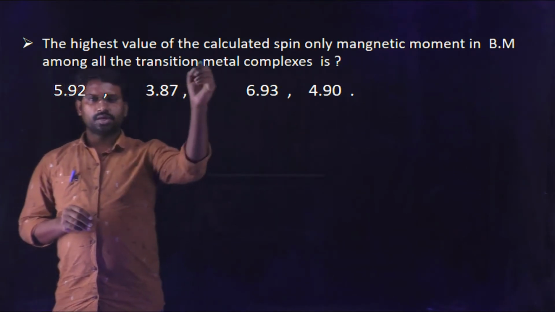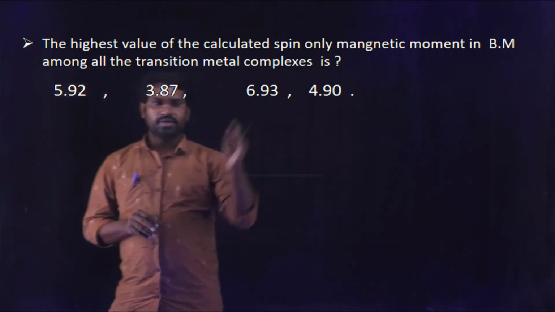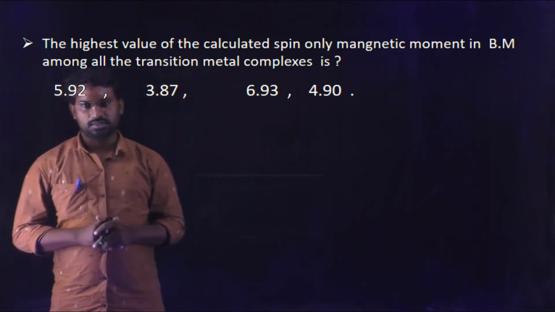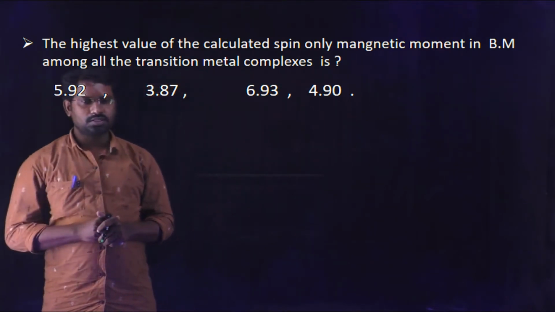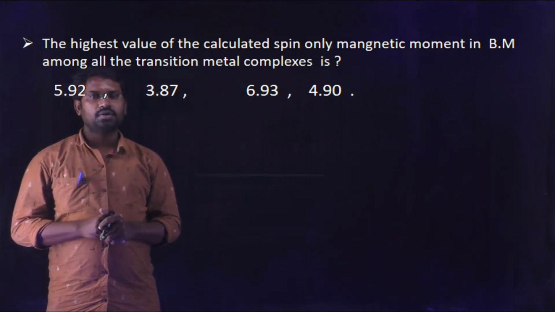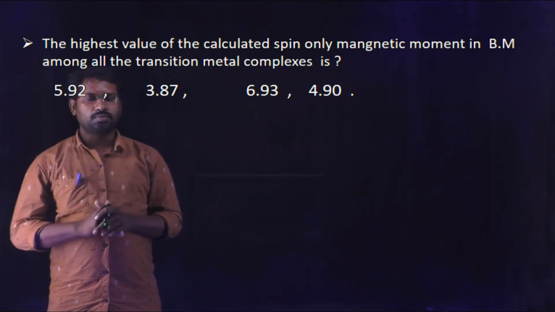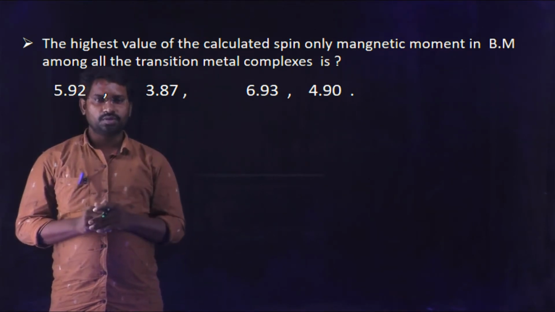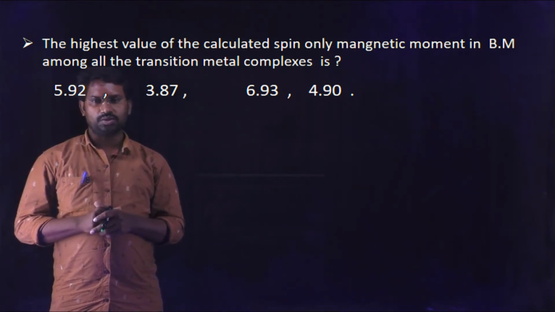The highest value of calculated spin-only magnetic moment in Bohr magneton among all the transition metal complexes is. Many of the bits came from the concept of magnetic moment of transition elements. So in the given multiple choice, the highest value of the calculated spin-only magnetic moment exhibited by the transition element complex is which one?